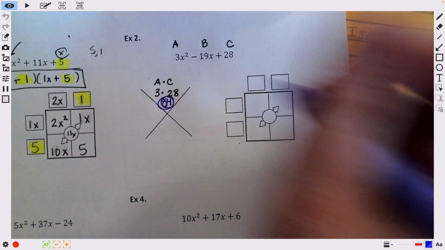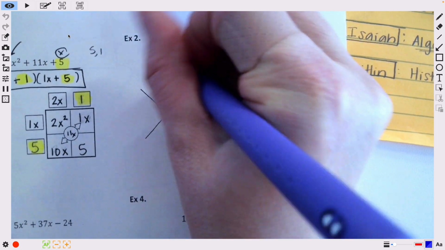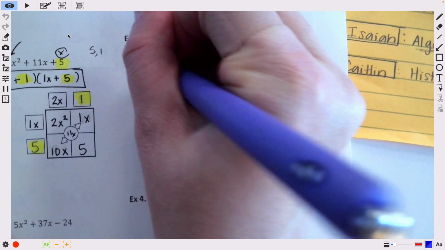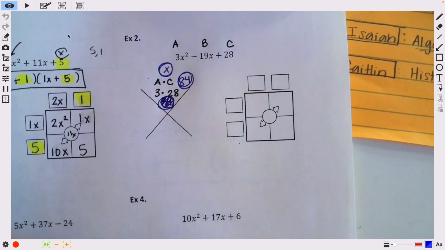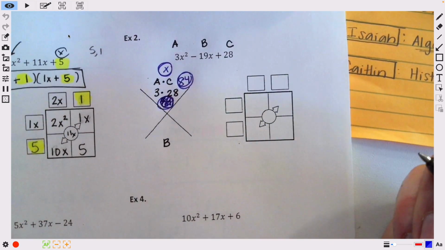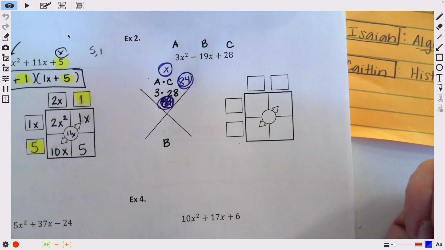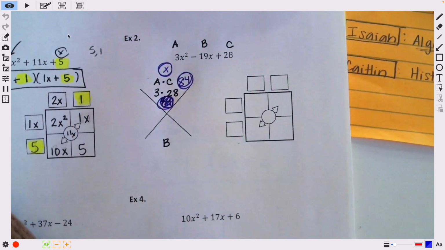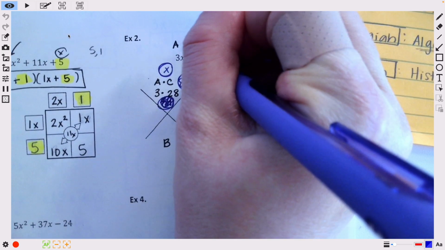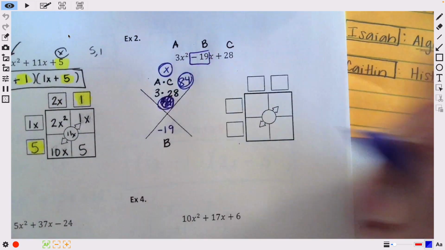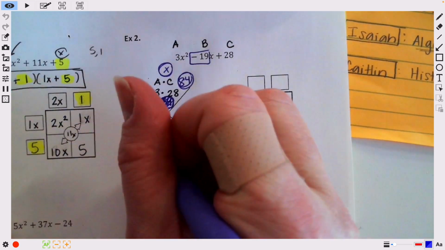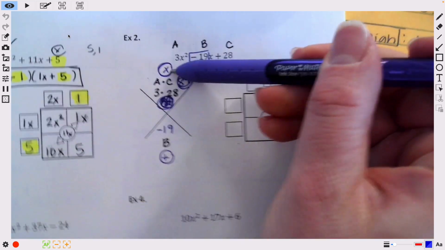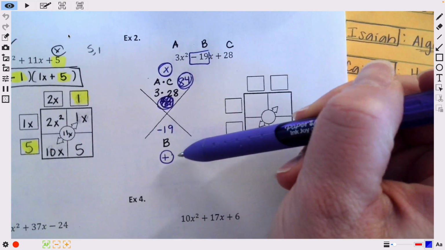Oh my gosh, that got really squished. Okay, 84 is the top number up here. That is what our numbers have to multiply to, 84. The bottom of the X is always B, which is the middle number, just the middle number by itself. The middle number in this case was negative 19. Okay, we are looking for two numbers that multiply to 84 and add to negative 19.